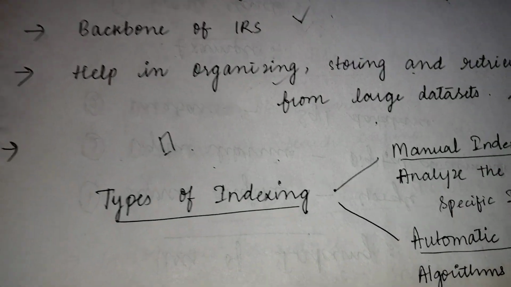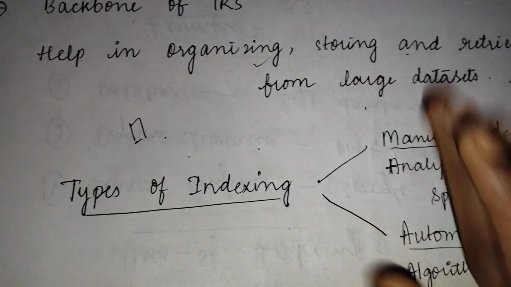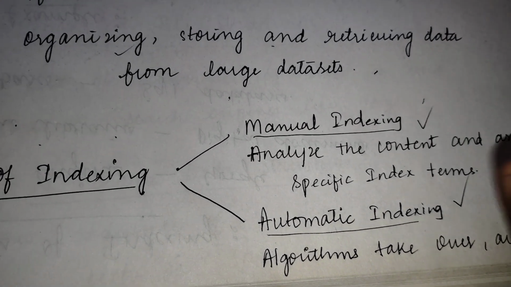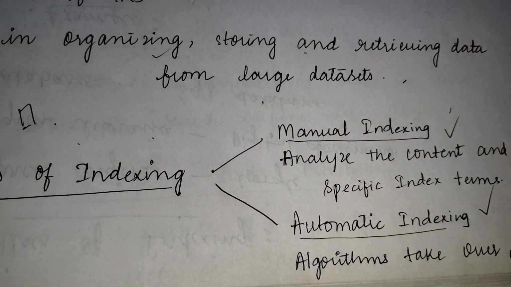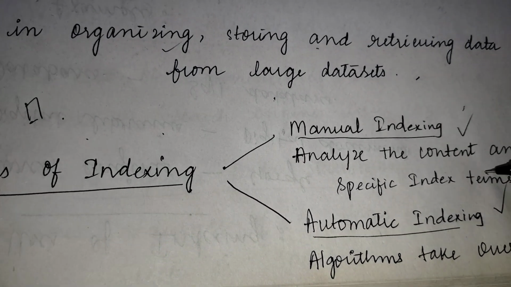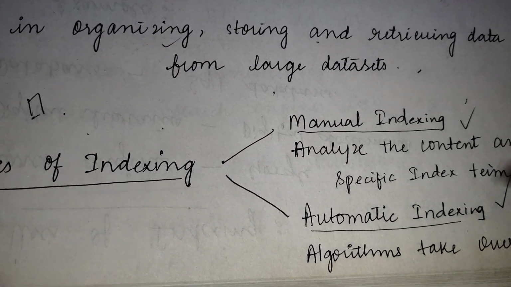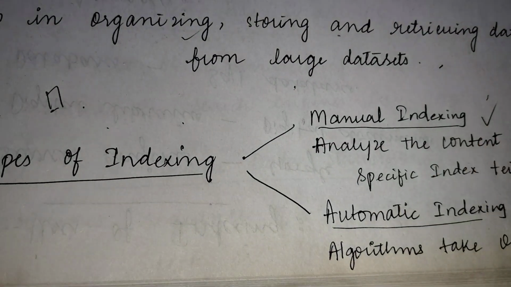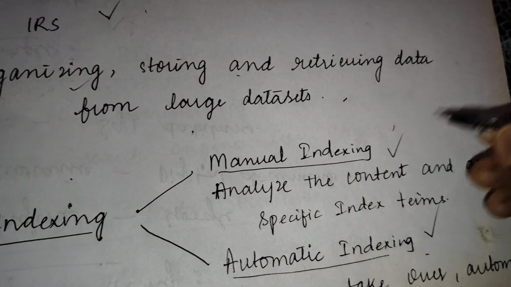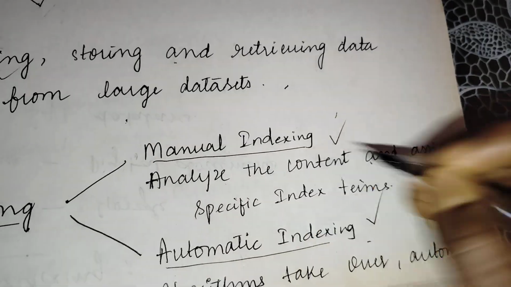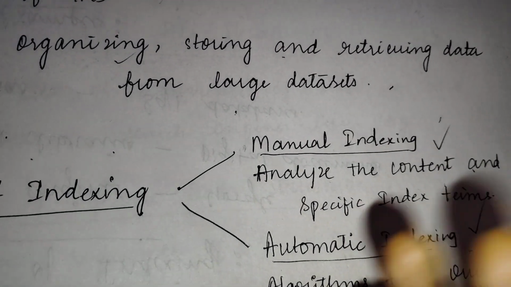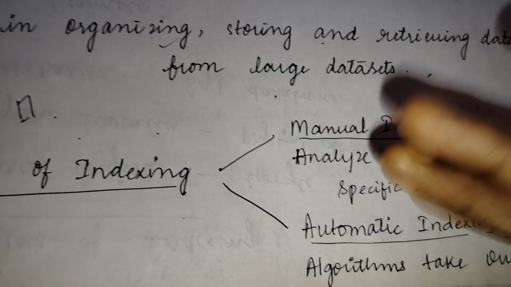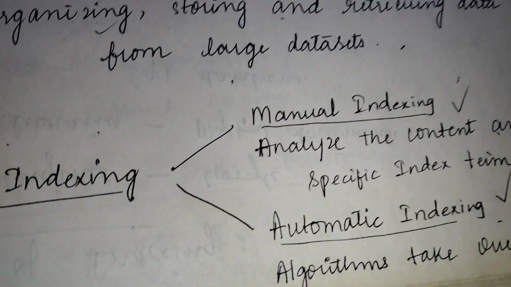Next, this indexing can be broadly categorized into two types. One is called manual indexing and the second one is called automatic indexing. Manual indexing is where human experts analyze the content and assign specific index terms. Suppose they analyze the content and they specify some index terms. It is precise, but it is time consuming and a little expensive comparatively to automatic indexing.